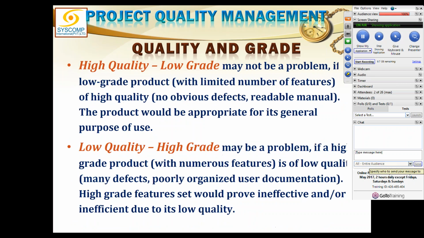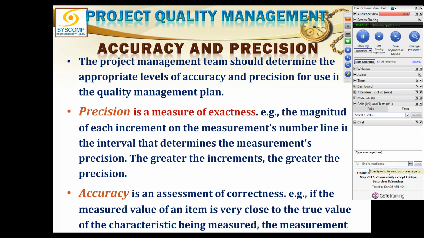As far as our project is concerned, we do want to have high quality, high grade in our project. We want to add as much functionality as is possible and demanded, required. And whatever functionality we are adding into the project, we want it to be of the highest quality, right? So we are targeting the high quality and high grade within our project. Then there is another thing which is called accuracy and precision. This is also to be understood from the quality point of view.